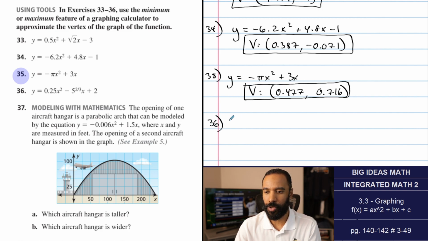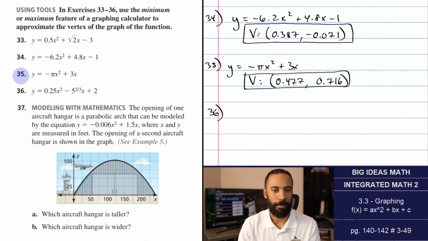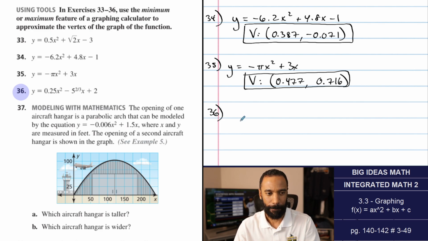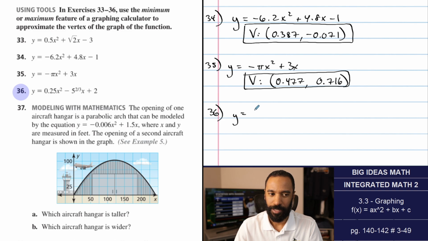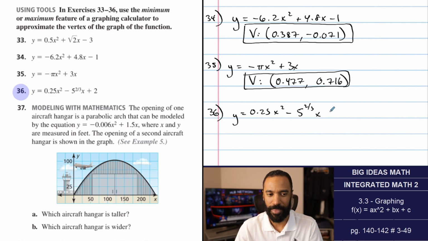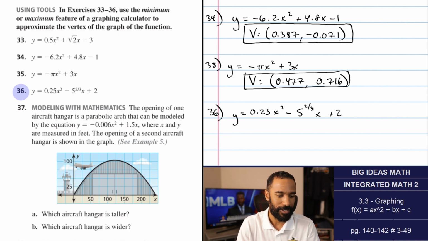Number 36. This will go a lot faster if I had an actual calculator because I have to click on these instead of actually typing on it. But I need you to see them, of course. So number 36: y equals 0.25x squared minus 5 to the 2/3 power x, remember how that works, plus 2. That's the cube root of 25 also. I don't know what that is, but that's how that works.